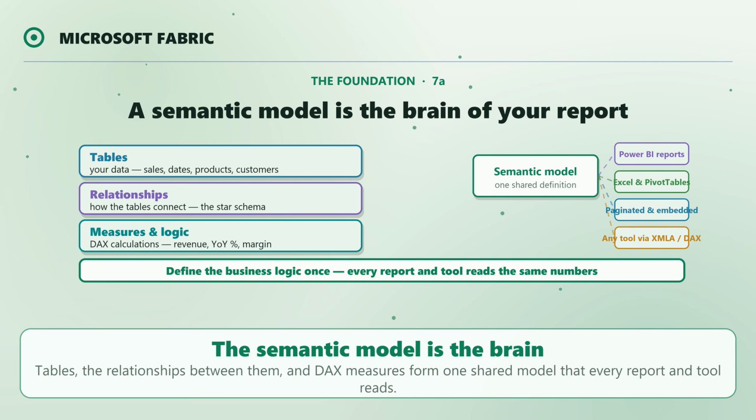Revenue, year-over-year percent, margin. Here's why it's so powerful. You define that logic once in a model, and then everything reads from it. Your Power BI reports, Excel, and pivot tables, paginated and embedded reports, and any external tool that connects over XMLA. One definition, one set of numbers everywhere. The model is the source of truth, and DirectLake is a mode for how that model gets its data.